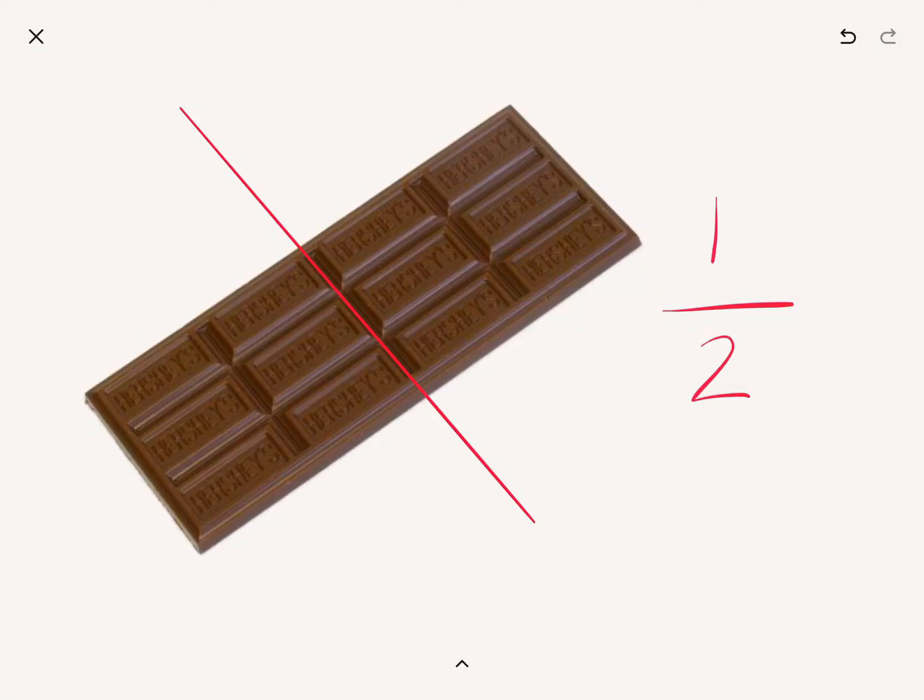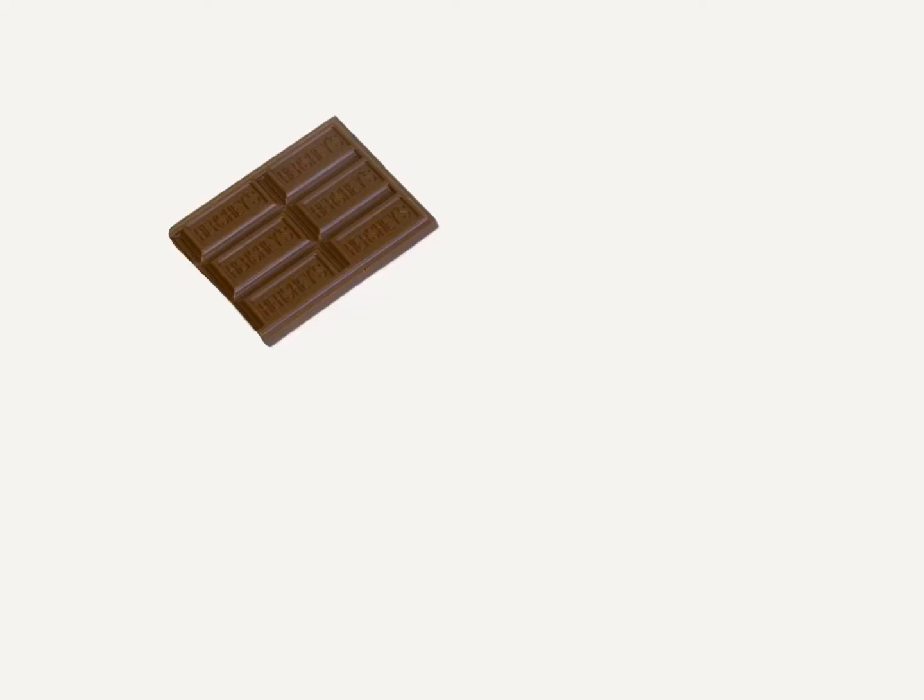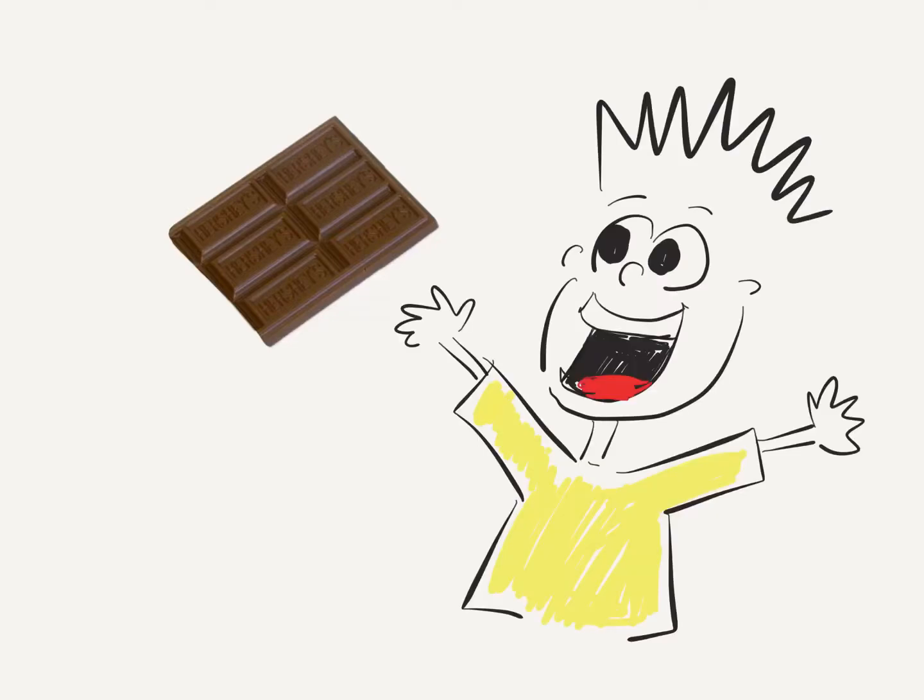Each of those kids gets one of the pieces. So each piece represents 1/2 of the candy bar with almonds. There's our 1/2. And when those kids see that 1/2, they get so excited. They're so happy for their 1/2 of a candy bar.